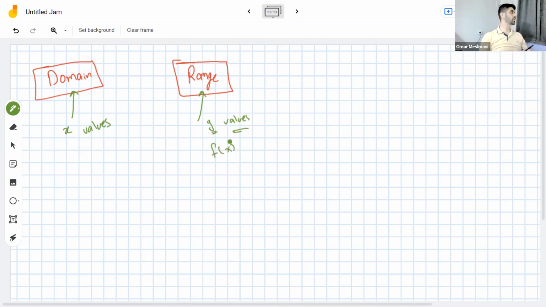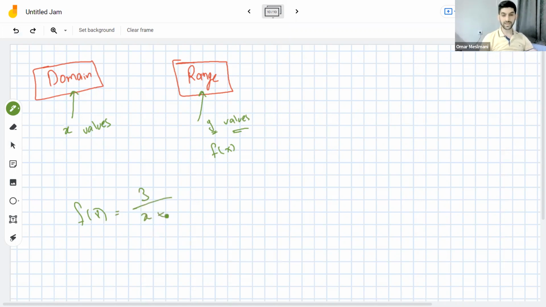Basically, as a definition, the domain is the allowable values of X. What do I mean by allowable values? Sometimes when I give you a function, there are some values of X that you cannot use. As an example, if f(x) equals 3 over x plus 1, okay?